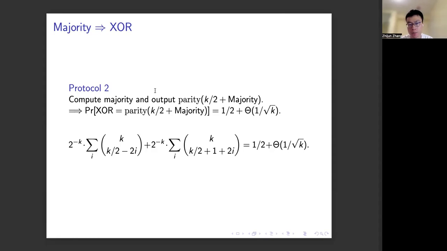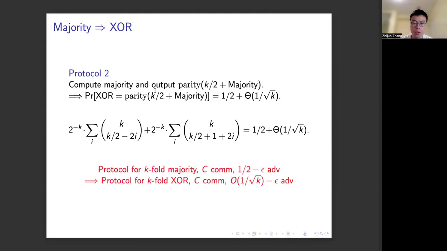And again, by properties of binomial distributions, we know the probability that XOR will be equal to the parity of k over 2 plus majority is also roughly half plus 1 over root k. So this means a protocol for k-fold majority with roughly half advantage will imply another protocol for k-fold XOR with the same amount of computation and roughly 1 over root k advantage.